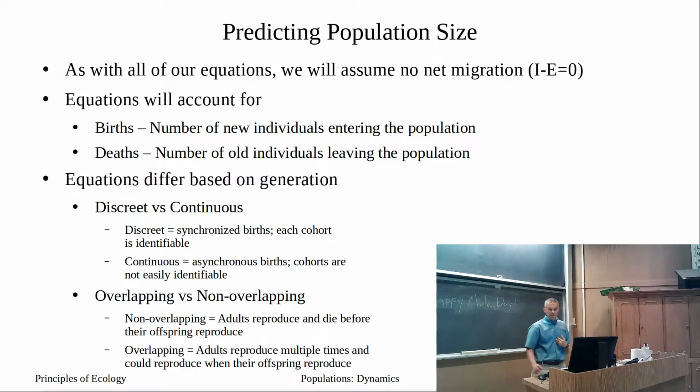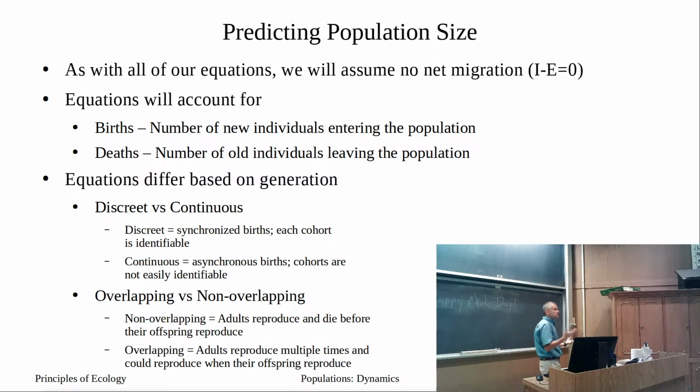And that means then that that term in parentheses, the I minus E, is going to be equal to 0, which leaves only births and only deaths as affecting our population size. All right, so our equations will only have terms that affect our births and deaths. The other distinction between our equations comes down to discrete versus continuous generations and overlapping versus non-overlapping generations.